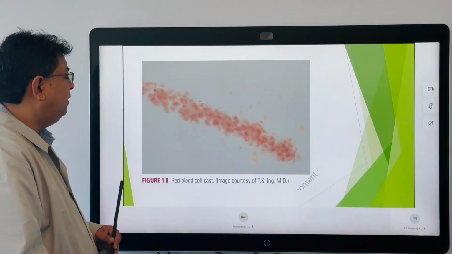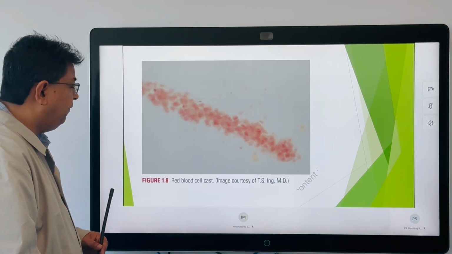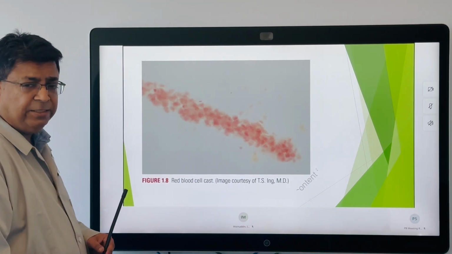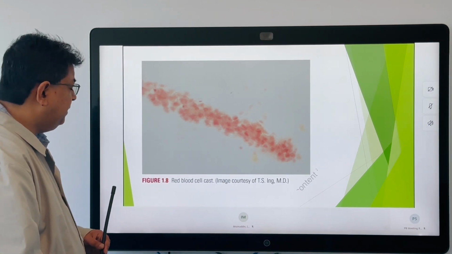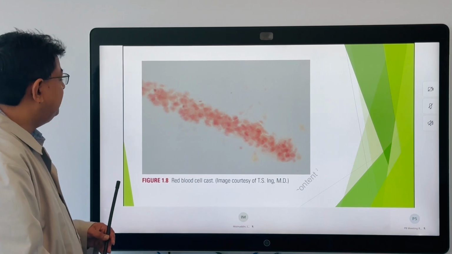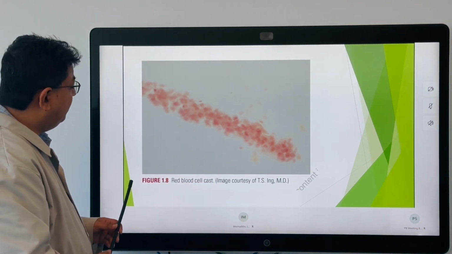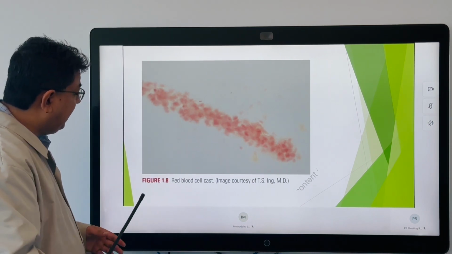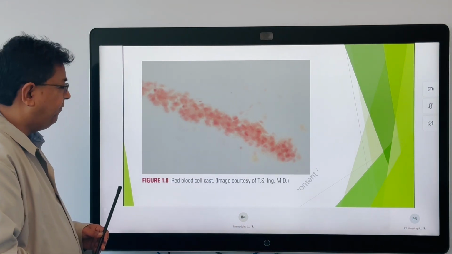Casts provide a lot of insight into the pathophysiology of the process that is going on in kidney injury or other kidney disease processes. This is a red blood cell cast, and you can see individual red blood cells within the cast. This type of cast is seen in glomerulonephritis.